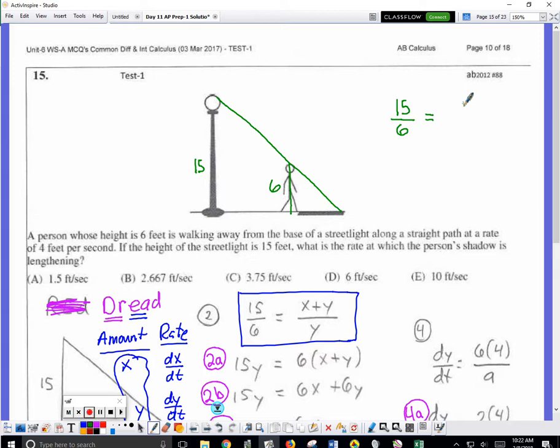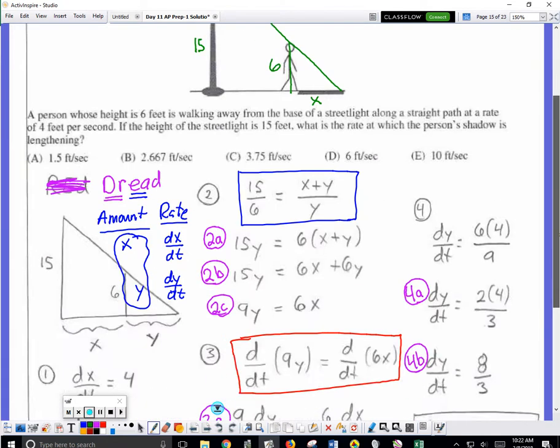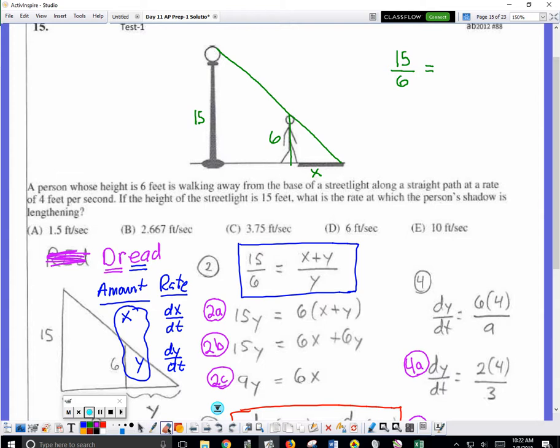The shadows. So you have the big triangle and the small. You've got to give that a name, so we'll just call that X. Is that what I did? I called it Y, so let's be consistent here. So I called that dimension Y.